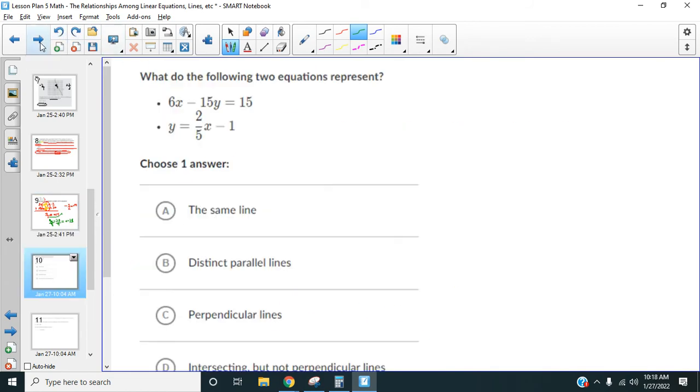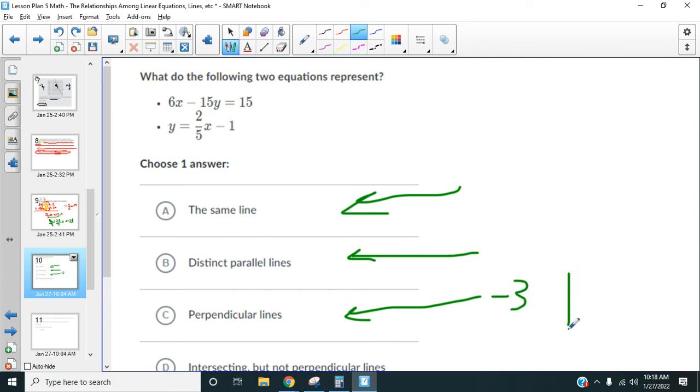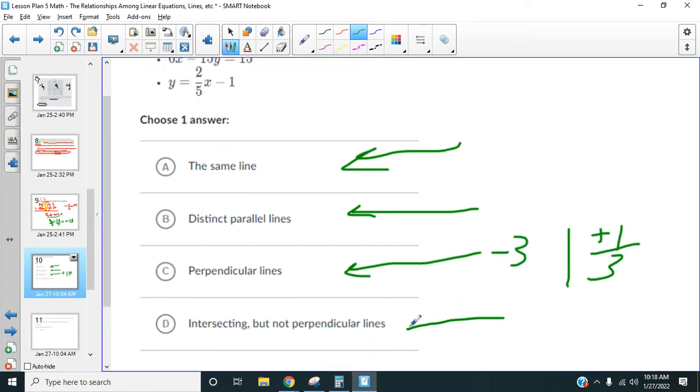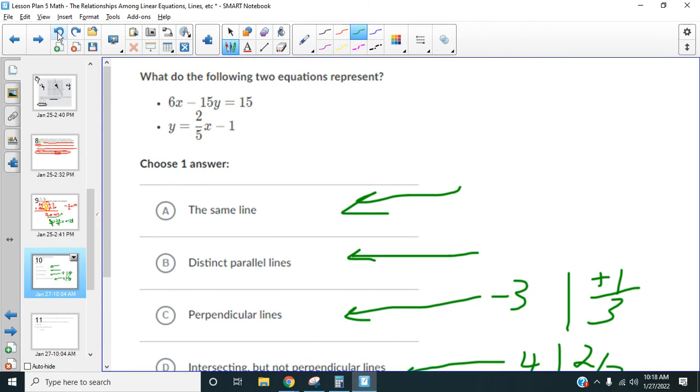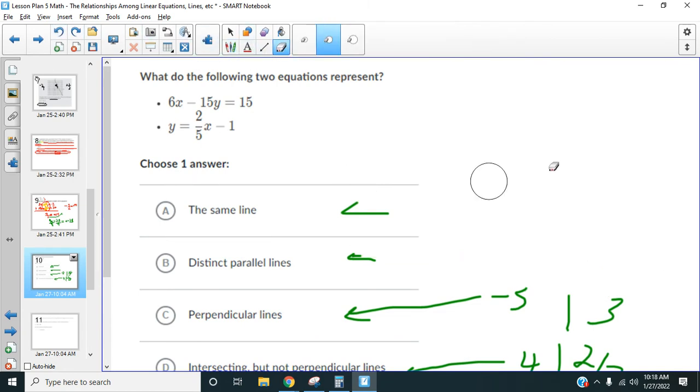What if they're the same line? Exact same equation, right? Parallel lines: same slope. This one, opposite reciprocals. Like if one of the slopes was 3, the other one would be positive 1 over 3, right? Intersecting but not perpendicular, they would just be two randomly different slopes. They're eventually going to touch each other. All right, so let's work through this.